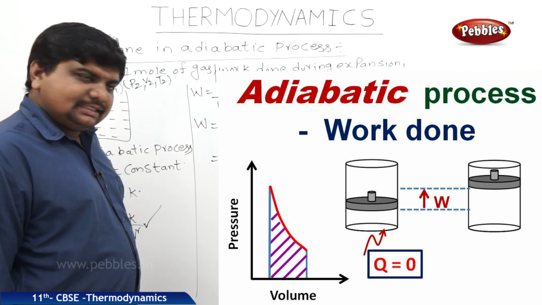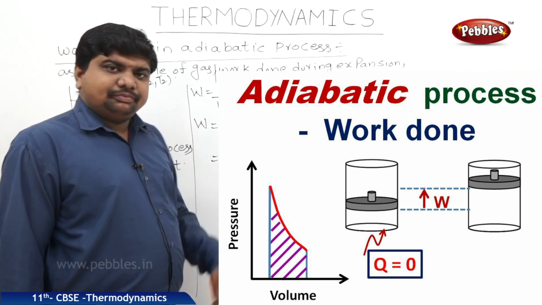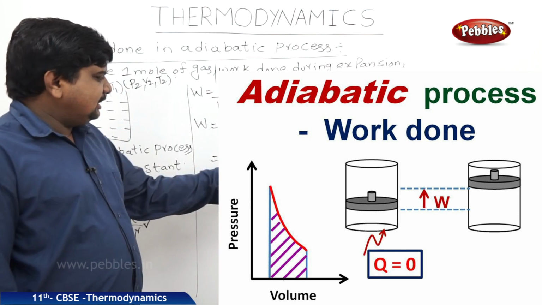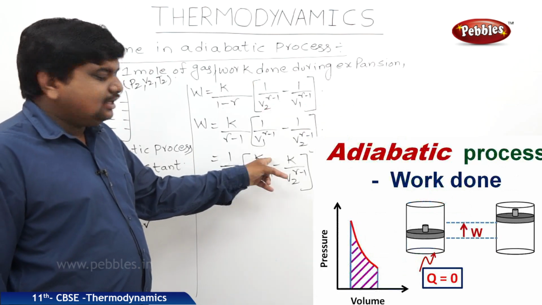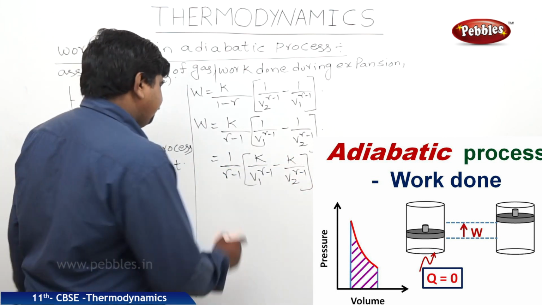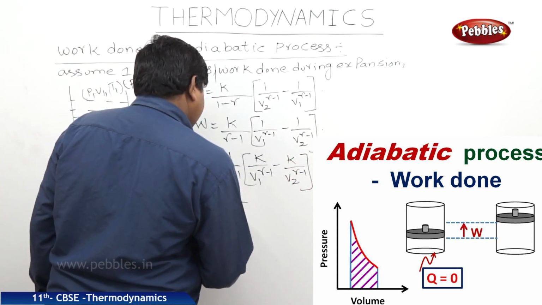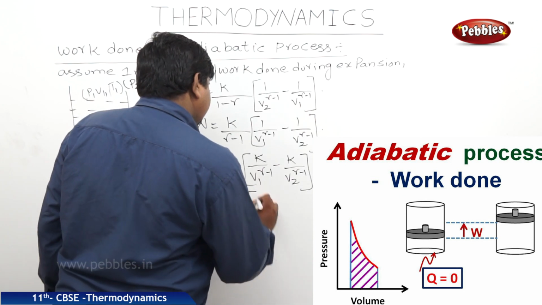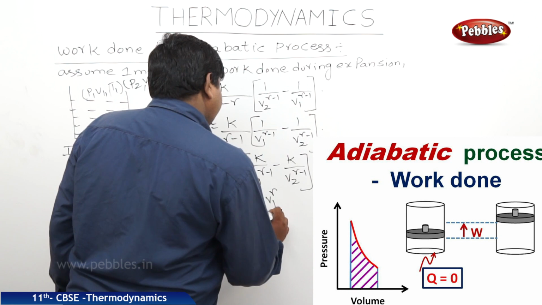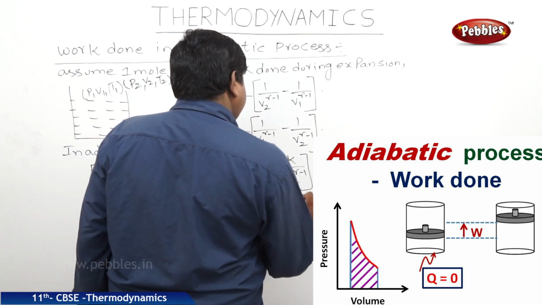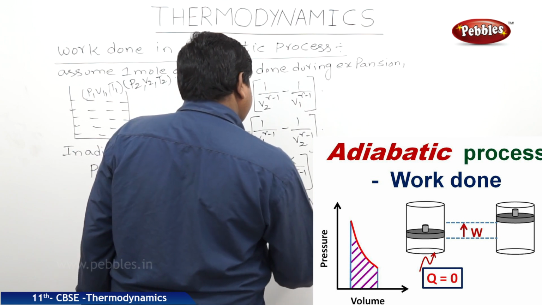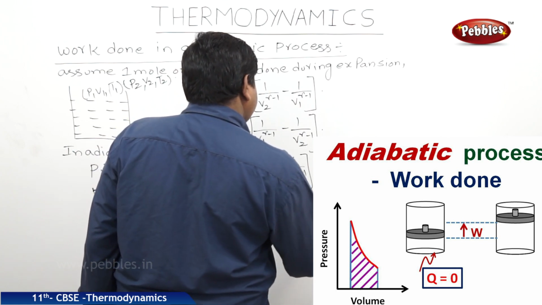If this is the case, this is K1 and K2. We can write P into V power gamma is equal to K. Therefore, here in place of this we can write P1 V1 power gamma. Here it is P2 V2 power gamma. Therefore, it is 1 by gamma minus 1 into P1 V1 power gamma by V1 power gamma minus 1 minus P2 V2 power gamma by V2 power gamma minus 1.